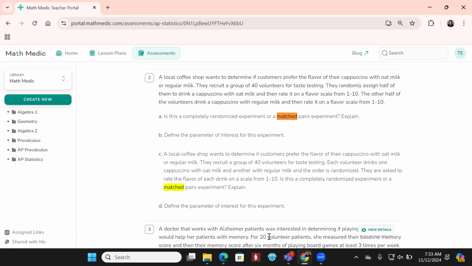Now, define the parameter of interest for this experiment. This is going to be mu difference is equal to the true mean difference in ratings for the flavor of cappuccino. So instead of saying M1 minus M2, we're saying the true mean difference. Each person got 2 cups of coffee, right? You're going to give a rating for oat milk and then the other one. You'll find the difference. That's 1. Does that make sense? Okay. Good. So we know the difference.